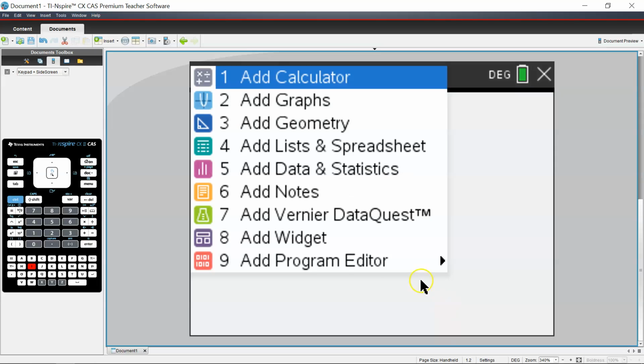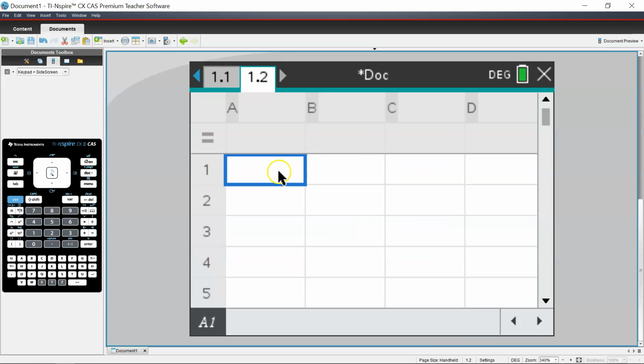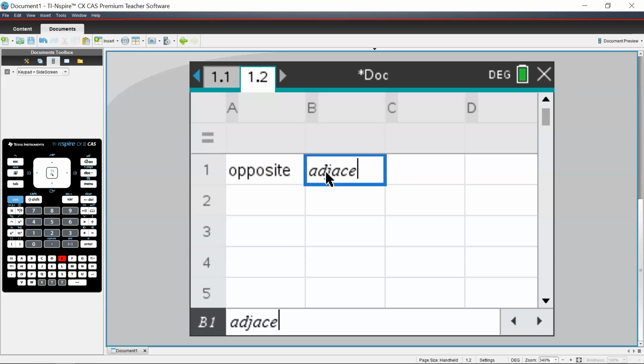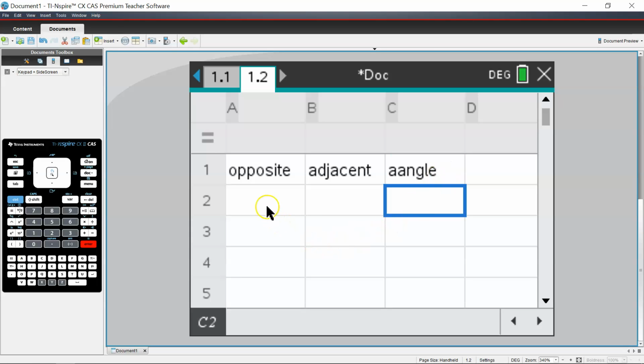So if I put in a spreadsheet page, I might put the heading here opposite, and I might put the heading here adjacent, and I might put the heading here angle. Oh, now it won't let me do that because angle has a meaning in the spreadsheet, so I'll just call it angle spelt that way, and it likes it.